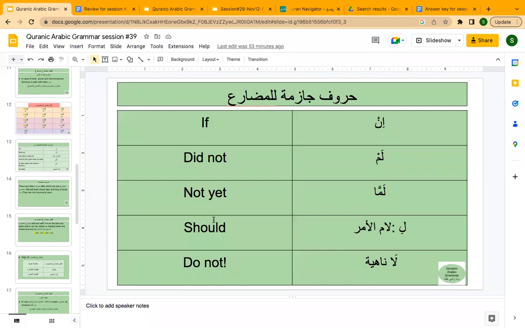I'm the third person as well. I want them to do something. I'm commanding them to do something.